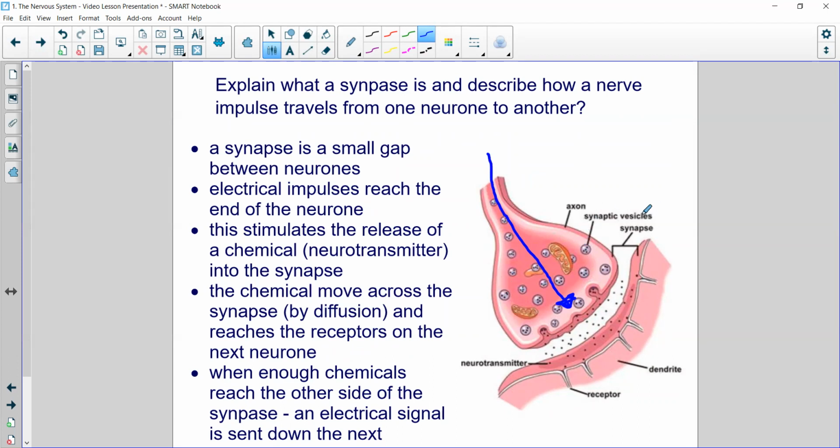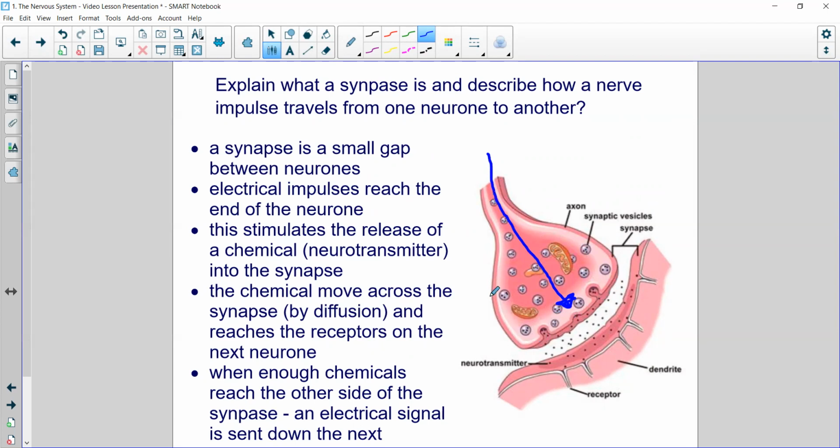Now, you don't need to know the name of that, but these are kind of like little bubbles within this neuron. And inside those bubbles are the chemical messages that are going to have to cross the synapse. As the nerve impulse moves towards the end of the neuron, these bubbles are attracted, if you like, by the movement of this impulse. They are attracted to the very edge of this cell.